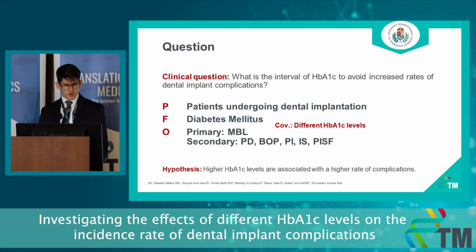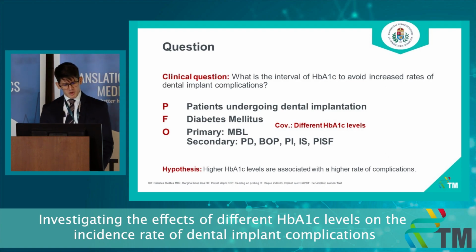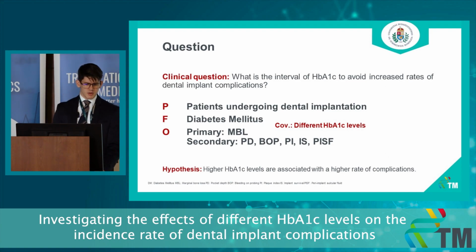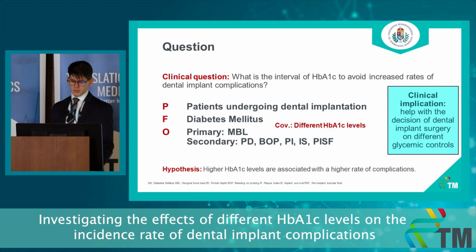To answer our clinical question, we have used the PFO format, with the population being patients undergoing dental implantation. The prognostic factor is diabetes mellitus, and our primary outcome is marginal bone loss. We have used several secondary outcomes, for example, pocket depth, bleeding on probing, plaque index, implant survival, and peri-implant crevicular fluid cytokine levels. Our hypothesis is that higher HbA1c levels are associated with a higher rate of implant complications.